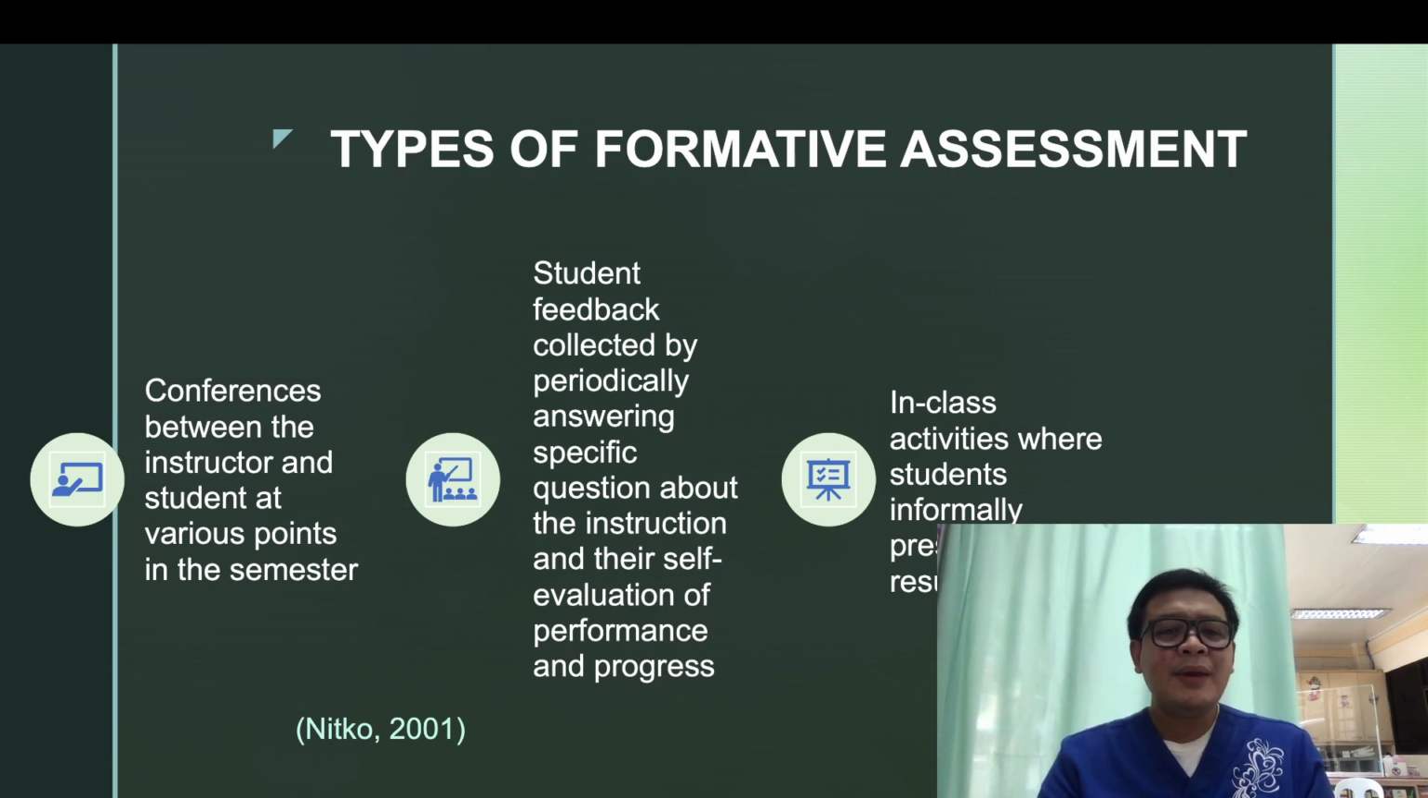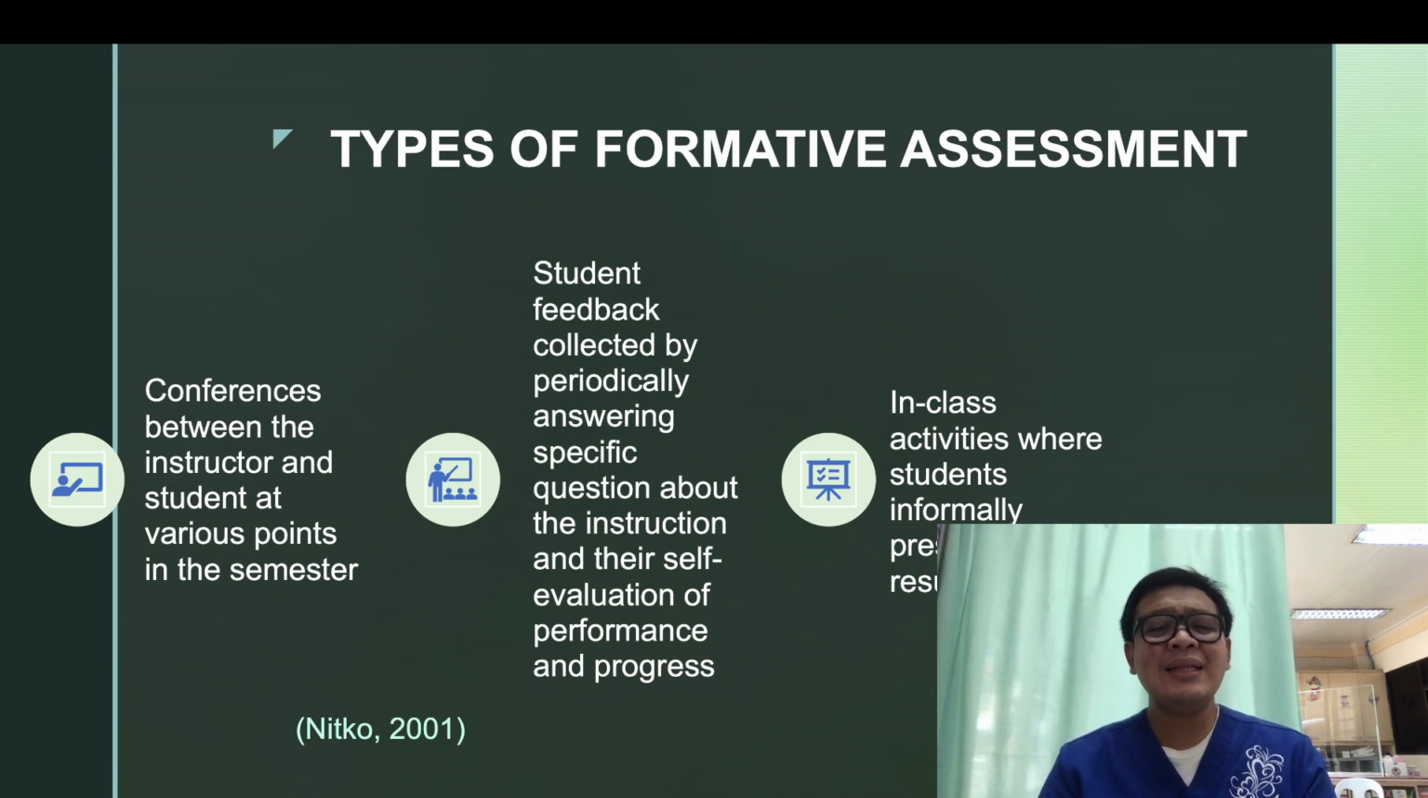The next type is students' feedback, collected by periodically answering specific questions about the instruction and their self-evaluation of performance and progress. It doesn't mean that we have to do this at the end of every lesson, but it's very important that from time to time we evaluate, re-evaluate, and do evaluation at all times for our students, to know if they were still able to get the lessons that we are teaching to them.